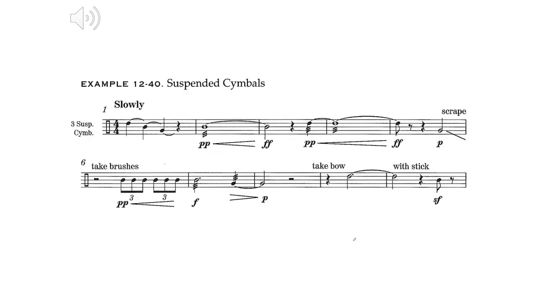And this is an example of suspended cymbals. As we see, we have three cymbals here written on the lines. Also, this notation is not recommended. If you have three cymbals, then I recommend to use a staff with three lines only and use the lines. Let's listen to it.